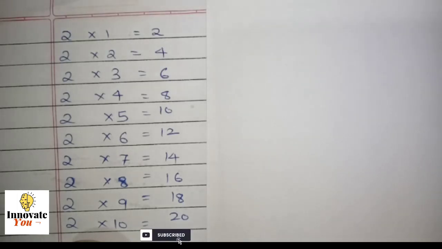Students, today we are going to learn tables from 2 to 20. So let's start with 2 times table first. 2 ones are 2, 2 twos are 4, 2 threes are 6, 2 fours are 8, 2 fives are 10, 2 sixes are 12, 2 sevens are 14, 2 eights are 16, 2 nines are 18 and 2 tens are 20.